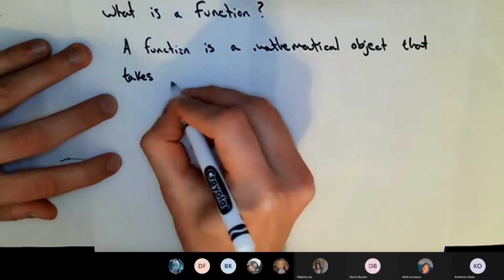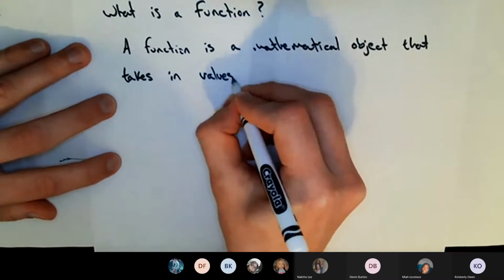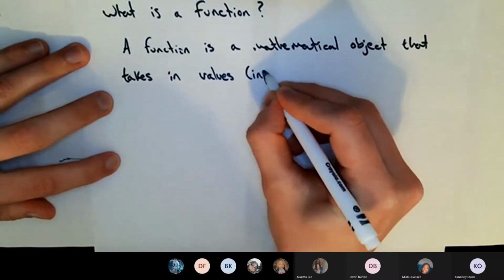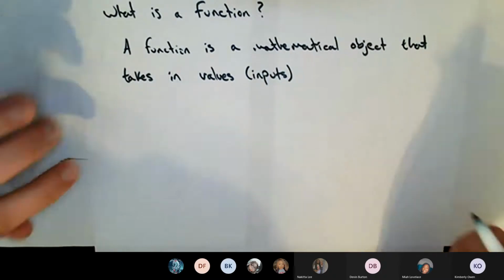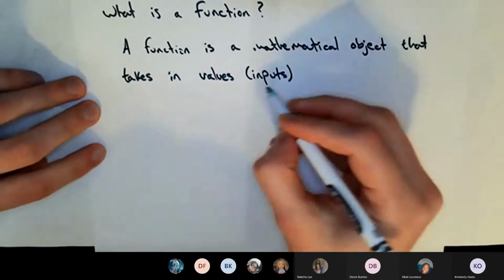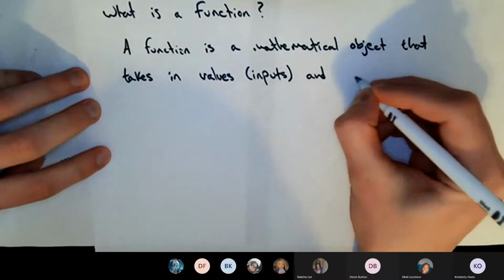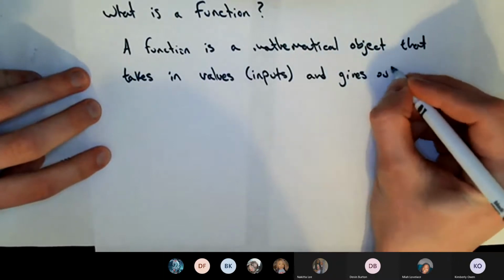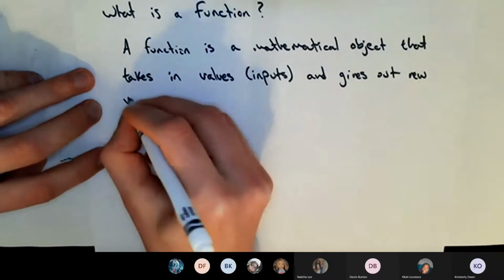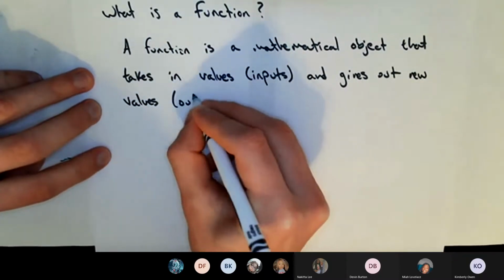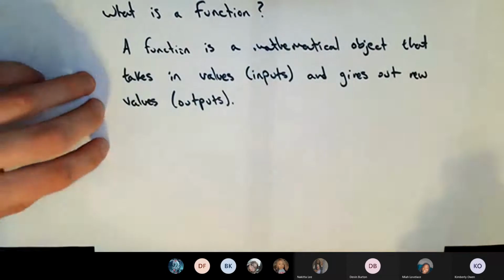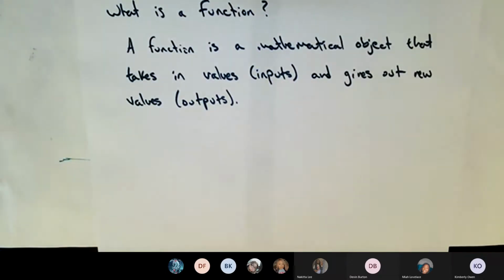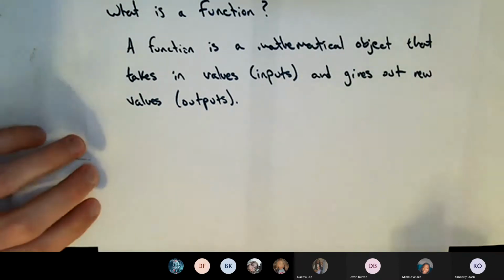that takes in values, which I'll call inputs. I like to say inputs and outputs. That's the way I like to describe them. So it takes in values, which I'll call inputs, and gives out new values, which I'll call outputs. Okay. So a function is just this math thing that doesn't do anything until you give it values. So you give it inputs and it gives out outputs, new values.